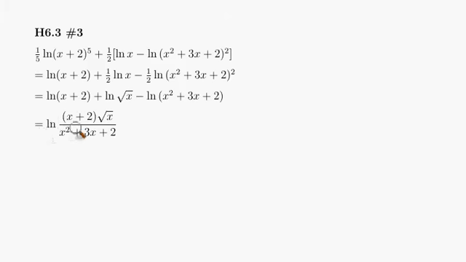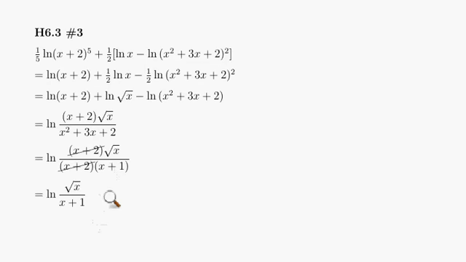You have a single log with x plus 2 on top with the square root of x, over x squared plus 3x plus 2. You can see that x squared plus 3x plus 2 can be factored. So the denominator can be factored, and you can see that there's a common factor, x plus 2 and x plus 2. So we can cancel those out and simplify this to this. Let's type this in.